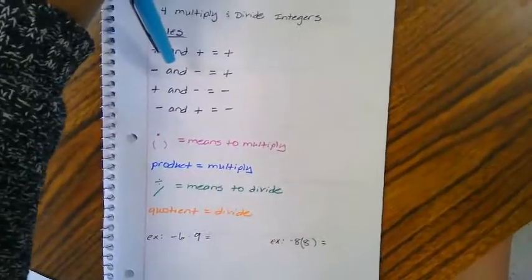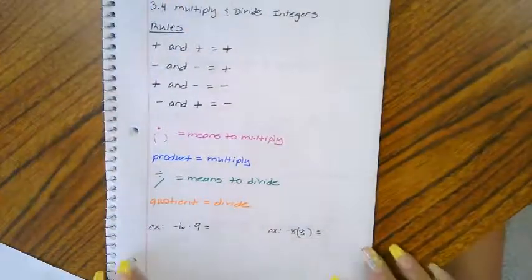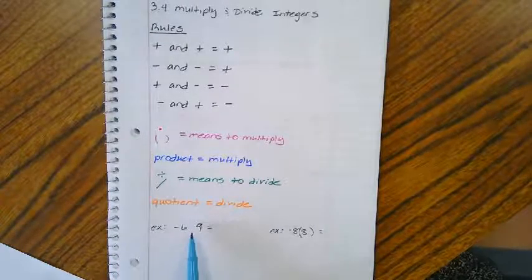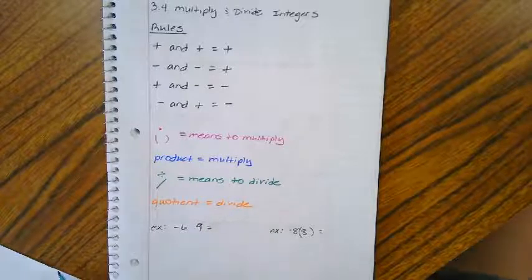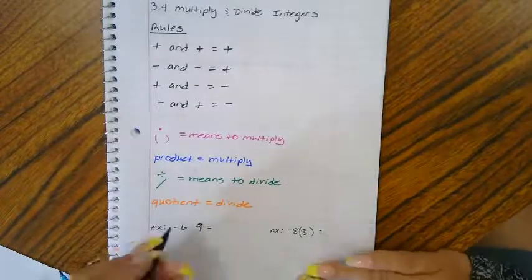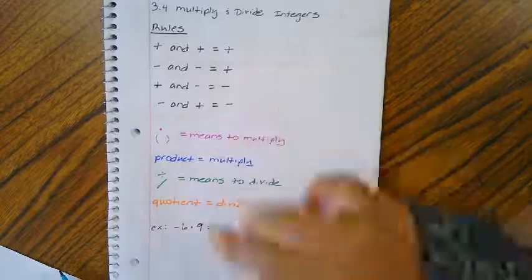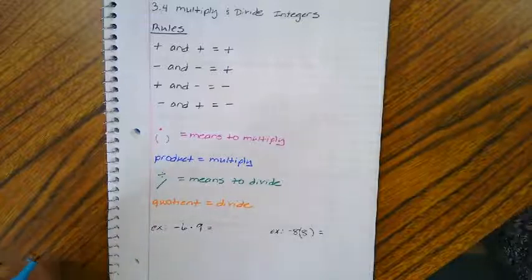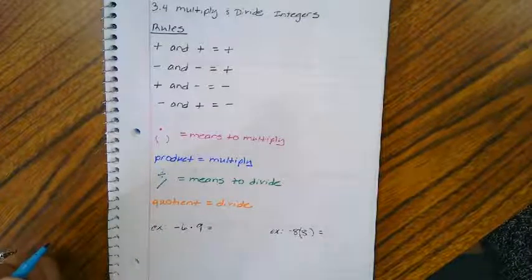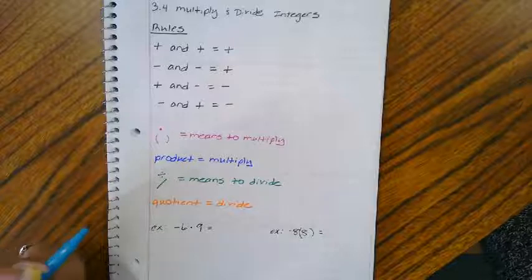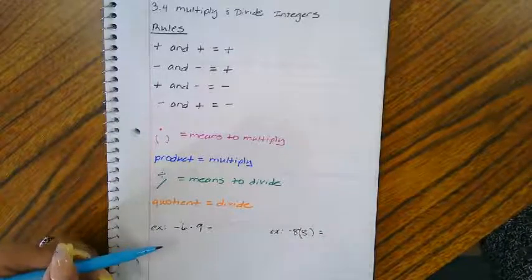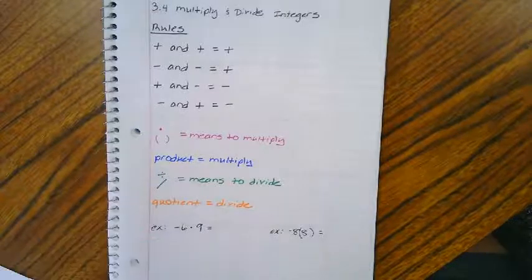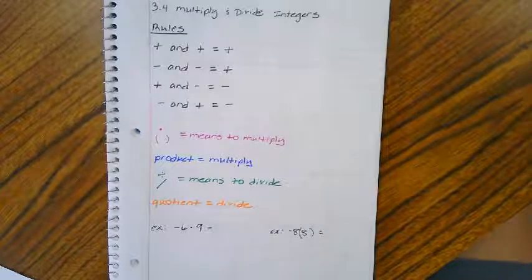Let's look at these examples first. So I have a -6 times 9. Remember, that dot means to multiply. This is where you're going to use your multiplication chart and or division chart that I have attached in this week's assignments. I do not want you using a calculator because I want you to figure out the negative signs or positives, whatever. So for -6 times 9, you're going to get out that multiplication chart.